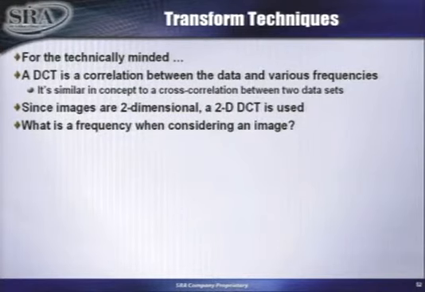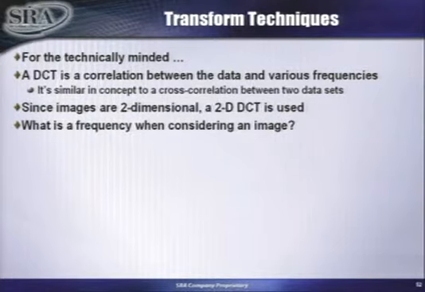Also, since images are 2-dimensional, when you perform this on an image, you use the 2-dimensional version. I guess if you're into advanced graphics and 3D graphics, then you might use a three-dimensional discrete cosine transform. But then the question is, what is frequency when considering an image?